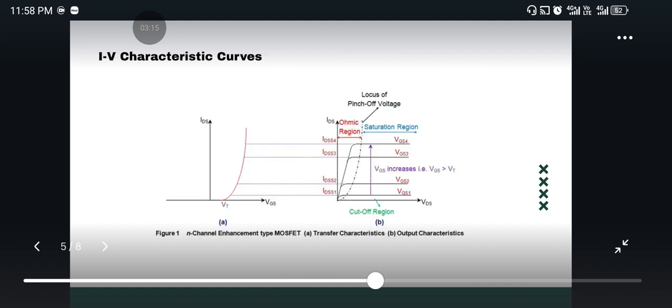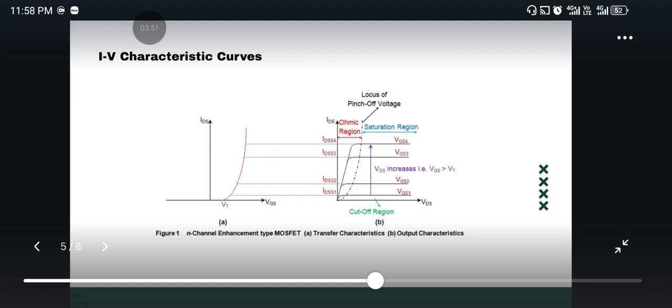The I-V characteristic curves. There are two curves. A is the transfer characteristic and B is the output characteristic. If I talk about the transfer characteristic curve, it is the ID versus VGS curve. The transfer characteristic shows how the drain current ID varies with the gate-to-source voltage when the drain-to-source voltage is constant. When VGS is less than VT, the threshold voltage, the MOSFET is off, so the drain current is equal to 0.